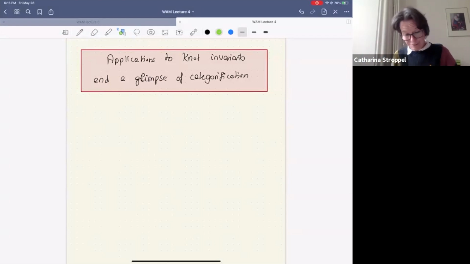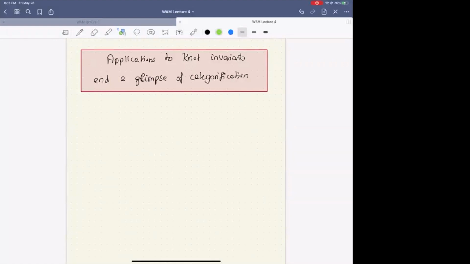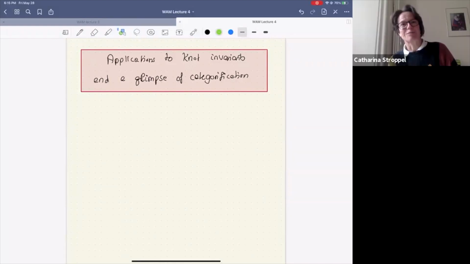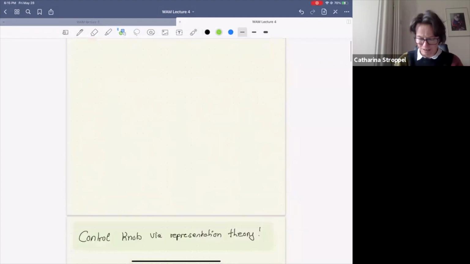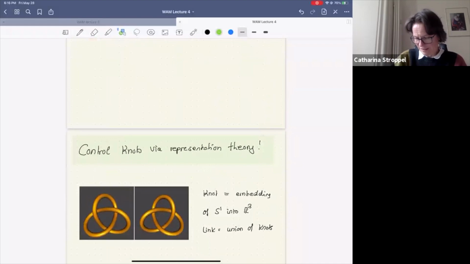So after all this complicated categorical stuff, I would like to give an application of this, and at the same time, make it a bit more complicated even, and give you a glimpse of categorification. So let's start from the beginning. What I want to do is use these web categories, which I introduced yesterday, to say something about knot theory. In other words, I want to control, in some sense, knots via web categories here.